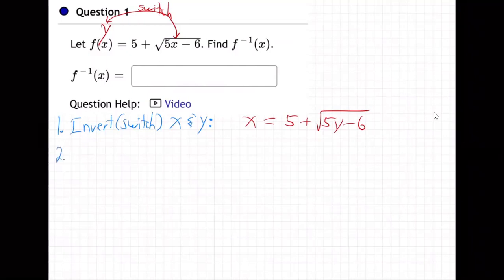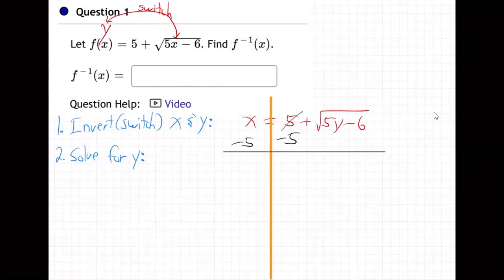And then step 2, we solve for y. It's like there's a wall here separating the left side and the right side, and we are going to solve for the y. And so let's do it. So subtract 5 from both sides. Boom. So we get x minus 5. Bring this down. This is the square root of 5y minus 6.